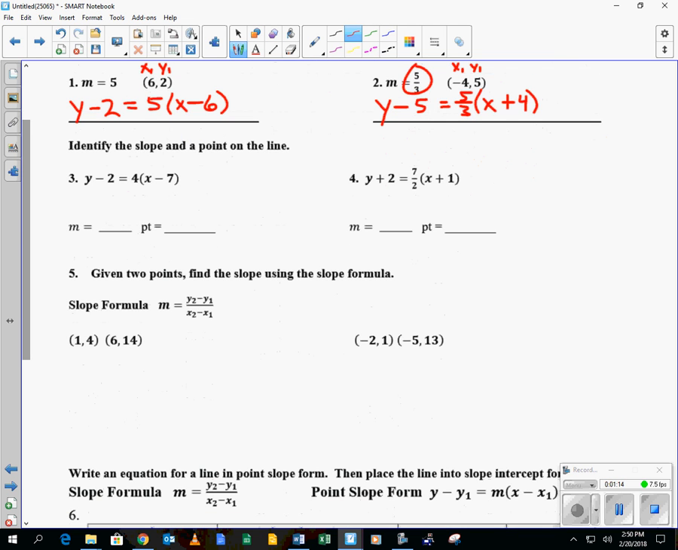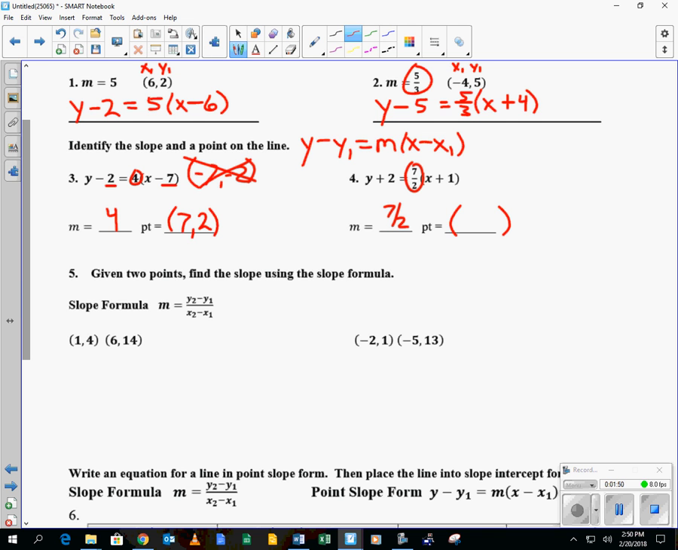Now we switch it around. Identify the slope and a point on the line. So if it's y minus y1 is equal to m times x minus x1, everybody should get m. M's the number right in front there. It's 4. And over here, it's 7/2. So the question is, what's the point? That's the x value, 7. That's the y value, 2. Now, if you wrote -7 and -2, that's not correct. It's opposite of what you think. Okay, we've talked about that for a while.